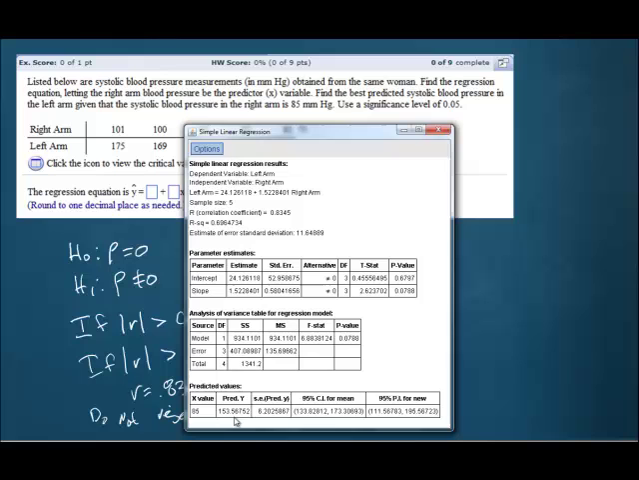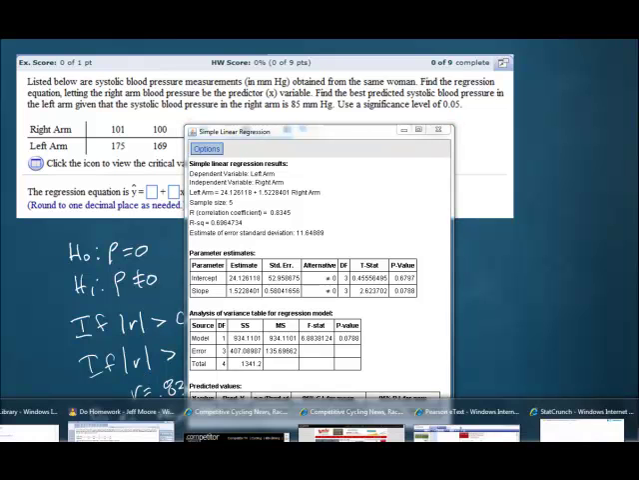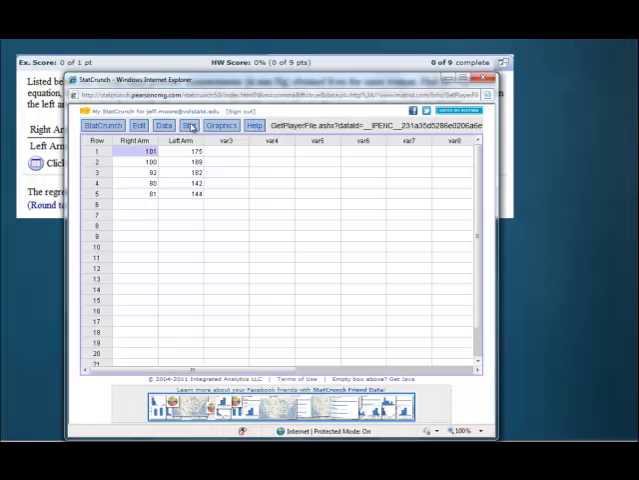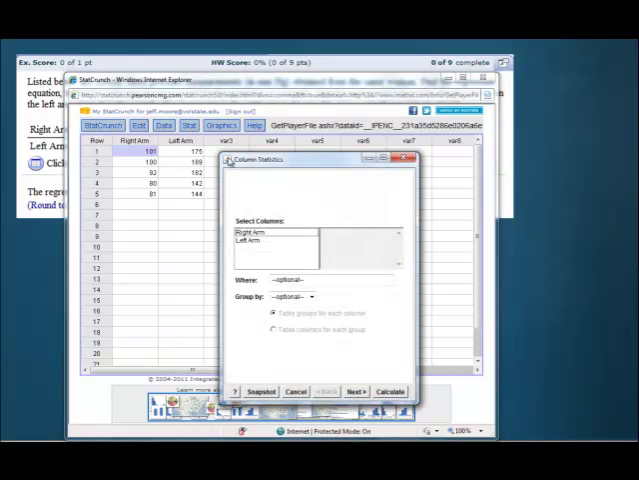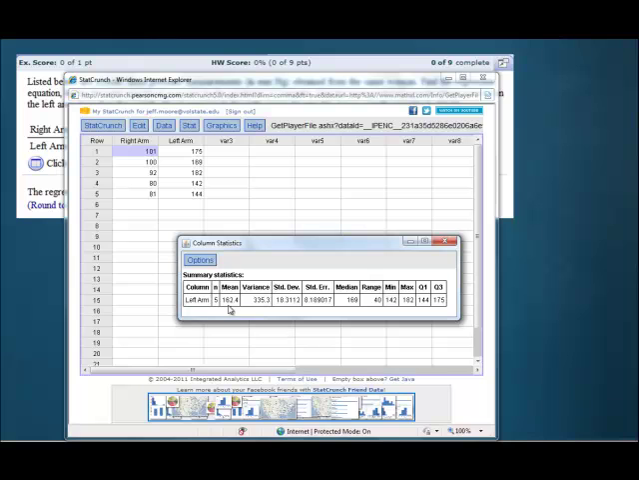But since we determined from our hypothesis test that there is not a significant relationship here, then our best predicted value is going to be the mean for the dependent variable. So what that means then is we'll go back to StatCrunch and we'll click Stat, Summary Statistics, Columns, Left arm, Calculate. Now our mean is 162.4. So that will be our best estimate then.